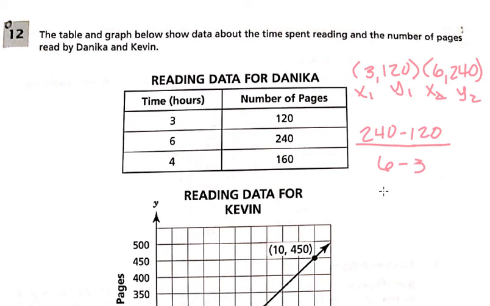So 240 minus 120 is 120. 6 minus 3 is 3. So 120 divided by 3, well, 12 divided by 3 is 4, so that's going to give me 40. So Danica reads 40 pages per hour.